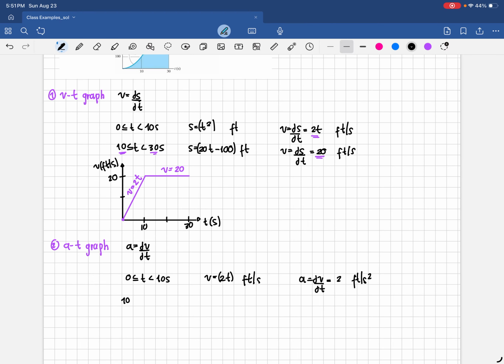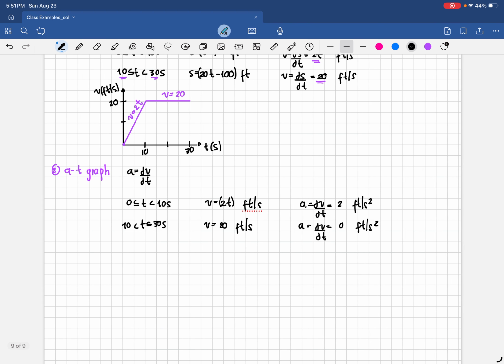And between 10 and 30 seconds, we found that the velocity is 20. And the acceleration will be the derivative of that. And the derivative of a constant is equal to 0. So now we can graph this.